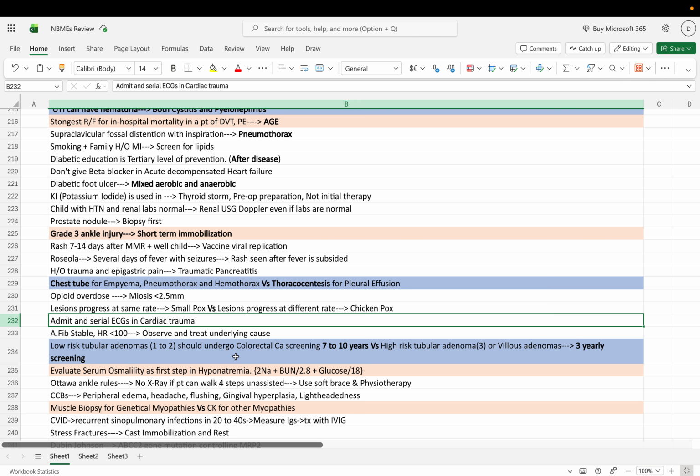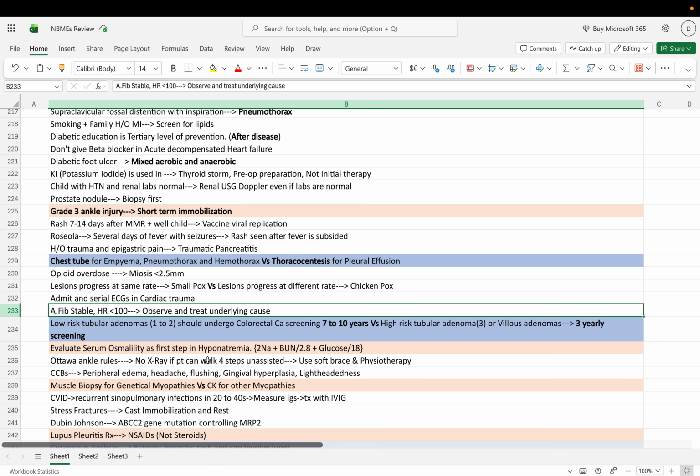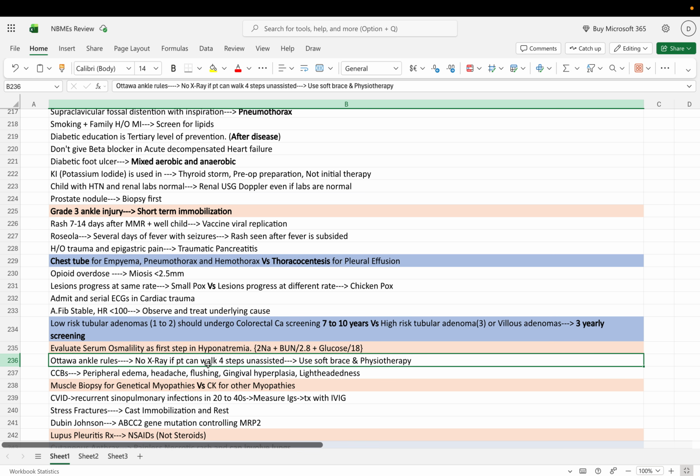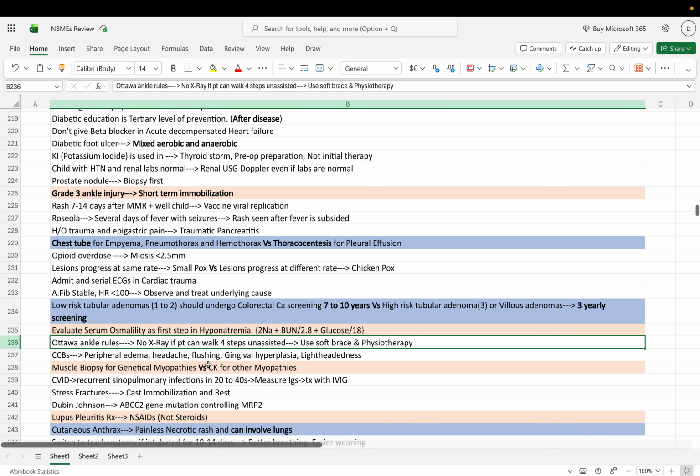In cardiac trauma, even if the patient is stable, admit and do serial ECGs and also troponins. If the patient has AFib and is stable and the heart rate is less than 500, observe and treat the underlying cause. Ottawa ankle rules: no X-ray to be done if the patient can walk 4 steps unassisted. Just use soft brace plus physiotherapy.